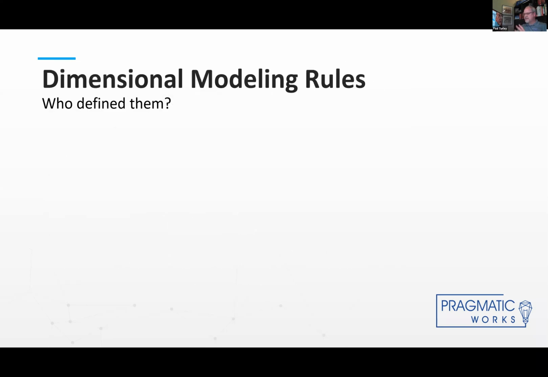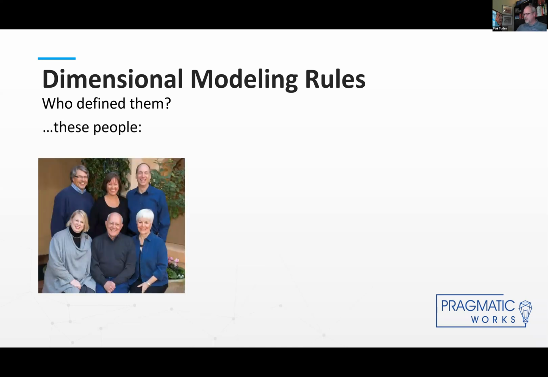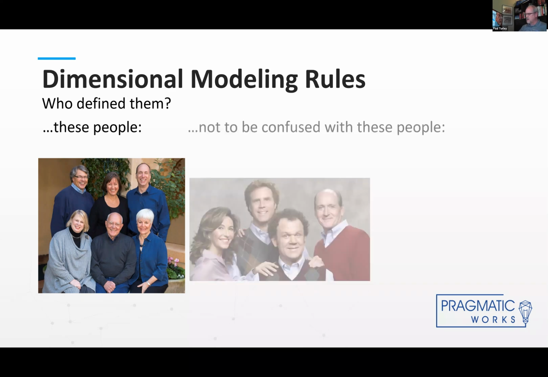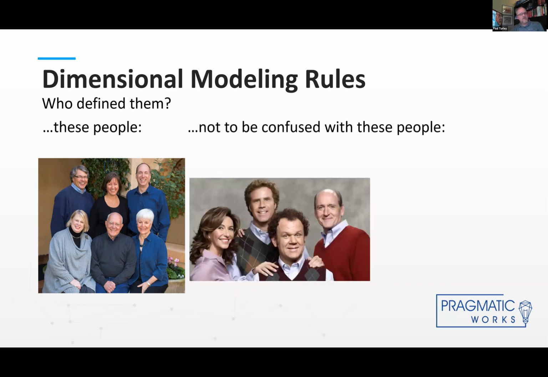All right, well, where did these dimensional modeling rules come from? Who came up with this idea? Well, this is a group of people that are really credited with coming up with the star schema. This is the Kimball Group. The gentleman sitting in the center on the bottom there is Ralph Kimball. They were in business for 30 years. They did consulting work back in the days when the concept of a data warehouse was fairly new. And they're not to be confused with this group of people. It does look like a family photo there, but don't confuse them with actors.